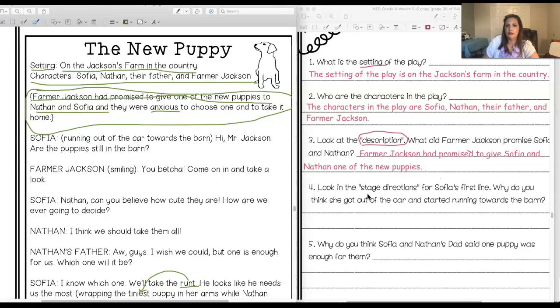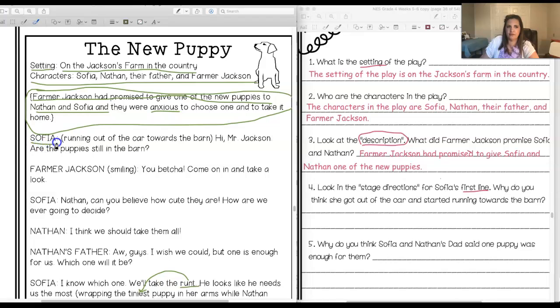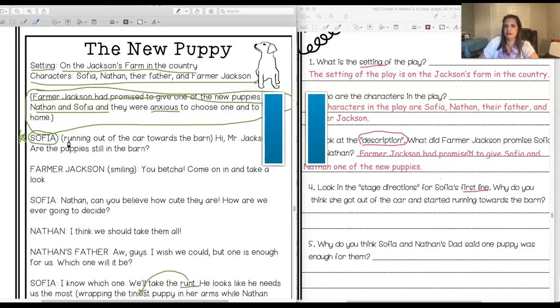Question 4. Look in the stage directions for Sophia's first line. Why do you think she got out of the car and started running towards the barn? So her first line. So we go up here and we see, where do we see Sophia's name for the first time? Right here. This is her first line. Why do you think she got out of the car and started running towards the barn? Make an inference, take your clues and your schema, write your answer, and when you're finished, push play and check it with me.